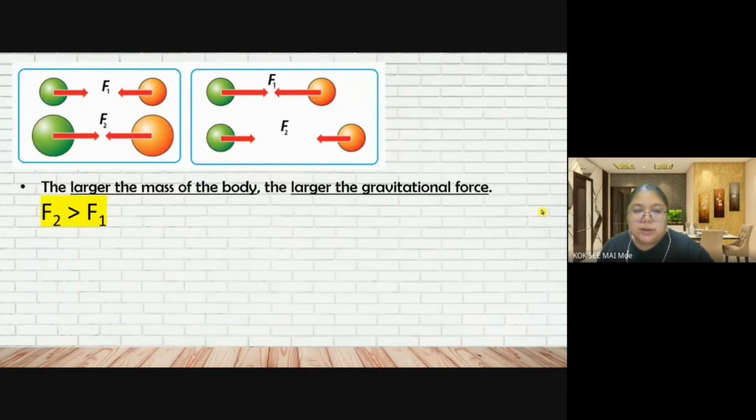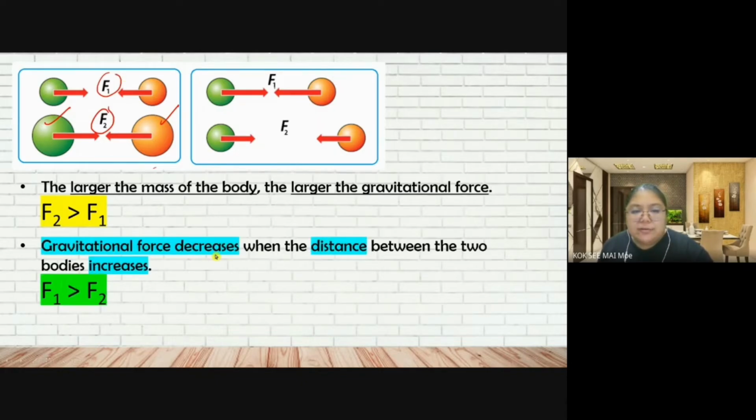So this is the conclusion we make. The larger the mass, the larger the gravitational force. So I can say the force F2 is more than F1, to pull each other. The second diagram shows the gravitational force decreases when the distance between the two bodies increases. So you can see this one is further, this one R is larger, the force from here only.